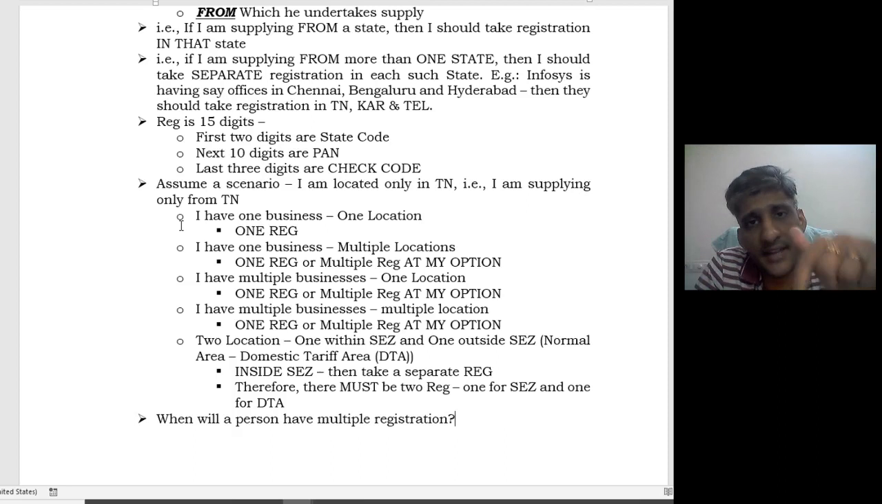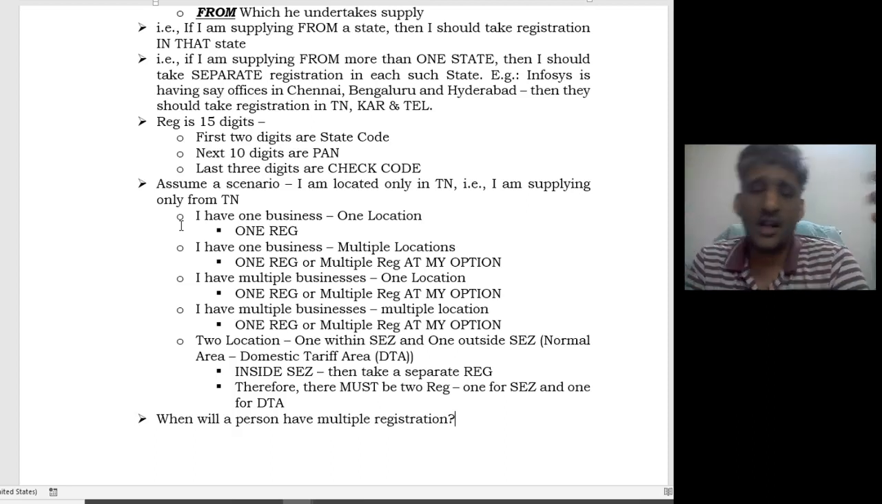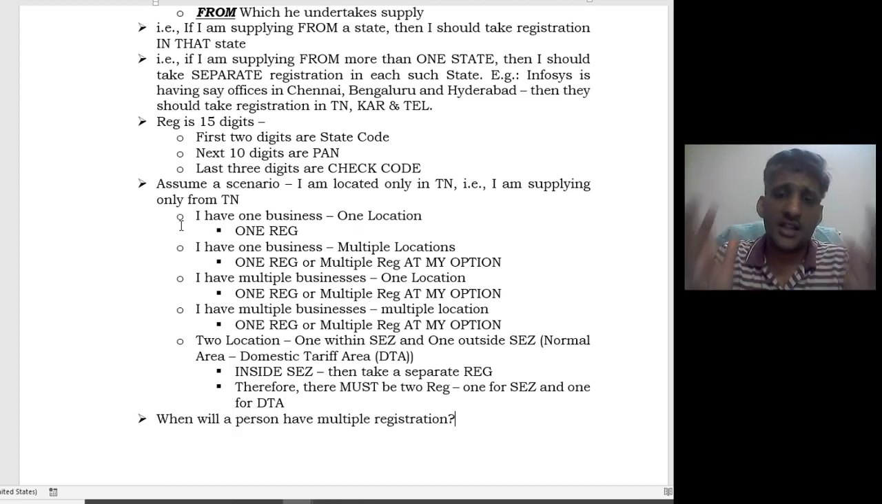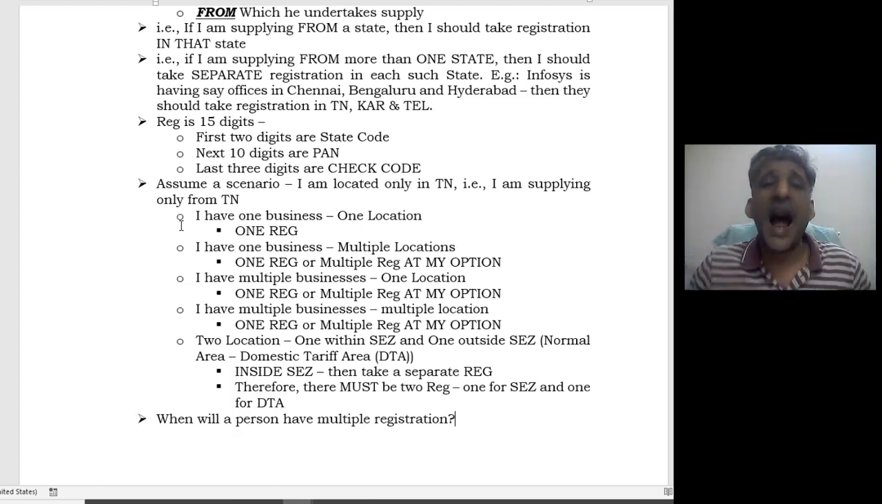If I am located in Tamil Nadu, if I am inside ACZ and outside ACZ, then I should have a compulsory separate registration. If I am not at all involved in ACZ, I am only in the domestic tariff area, normal area, then if I have multiple businesses, multiple locations, or a single business with multiple locations, I can take one registration per state, or I can have multiple registrations within the same state at my option.